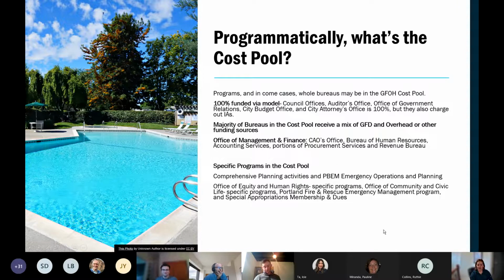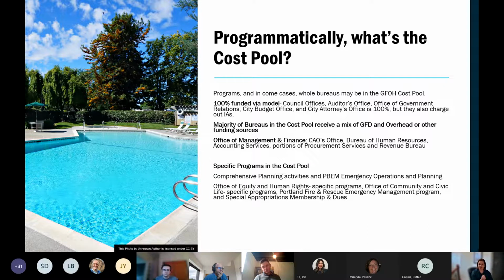Programmatically, what is in the cost pool? Programs, in some cases whole bureaus, may be in the general fund overhead cost pool. The sections on this portion of the slide are largely pulled from city financial policy, which we will need to bring a revised policy to city council to reflect the decisions in FIN 2.08 that were made with this fall bump. That basically is now to catch the policy up with the policy council has adopted.